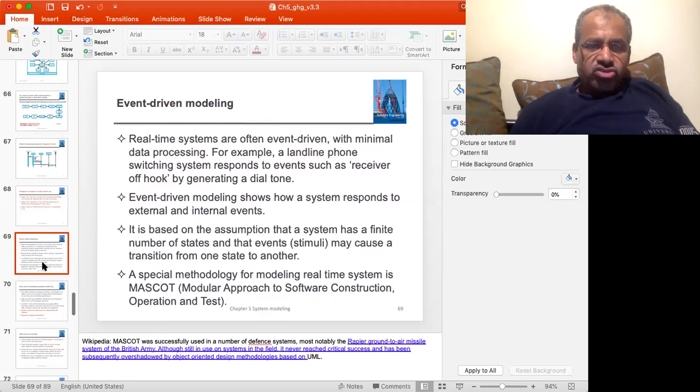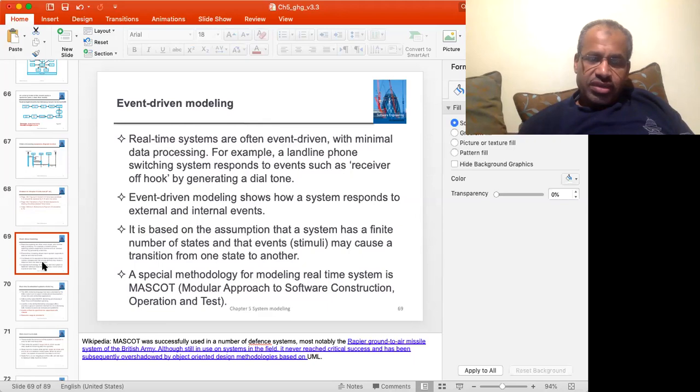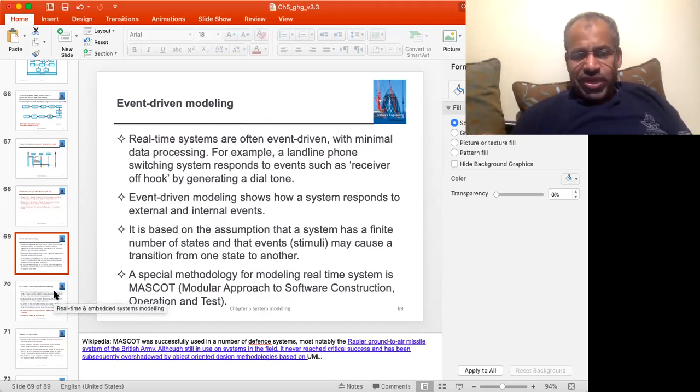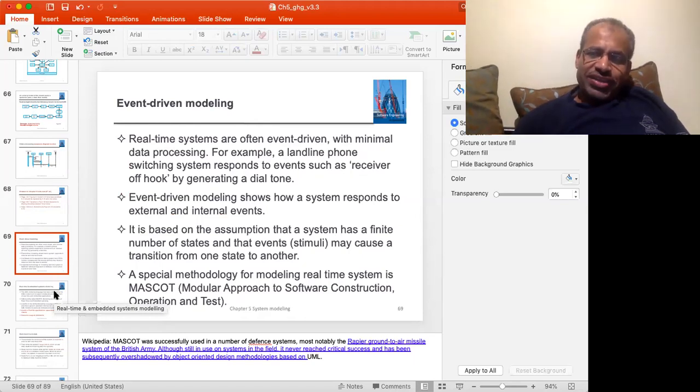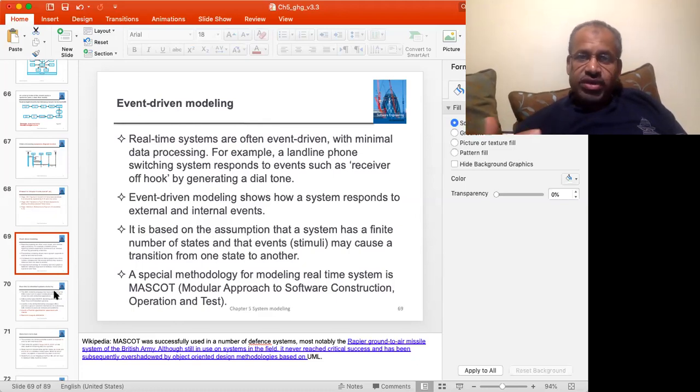Event-driven modeling of the process. We've talked about data-oriented or data-driven models of process. We can also do this by event-driven modeling. Why do we need that? We need that in real-time systems, because these are systems that need to provide an immediate response. They react very quickly, with very hard timing constraints, in the sense that if the timing constraints are not adhered to, something very serious is going to happen.